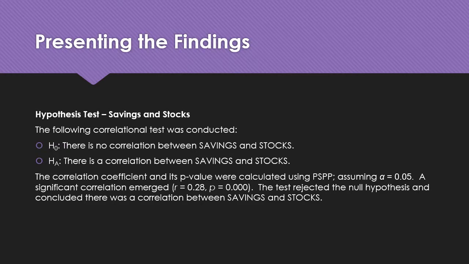Also here, between savings and stocks, we can tell that there is a correlation. The correlation coefficient of 0.28 is not as strong as 1, but our p-value is very, very close to 0, so we can definitely reject the null hypothesis and conclude that there was a correlation between savings and stocks.